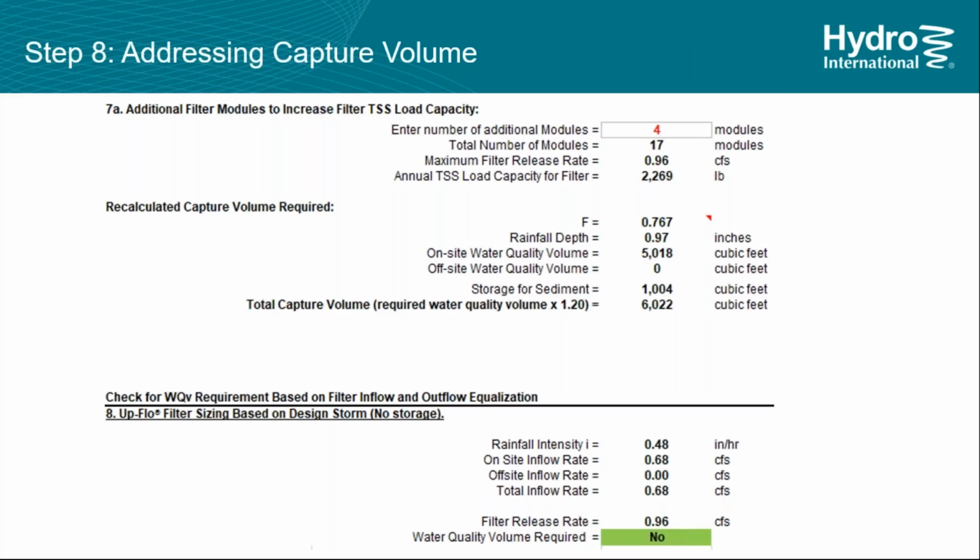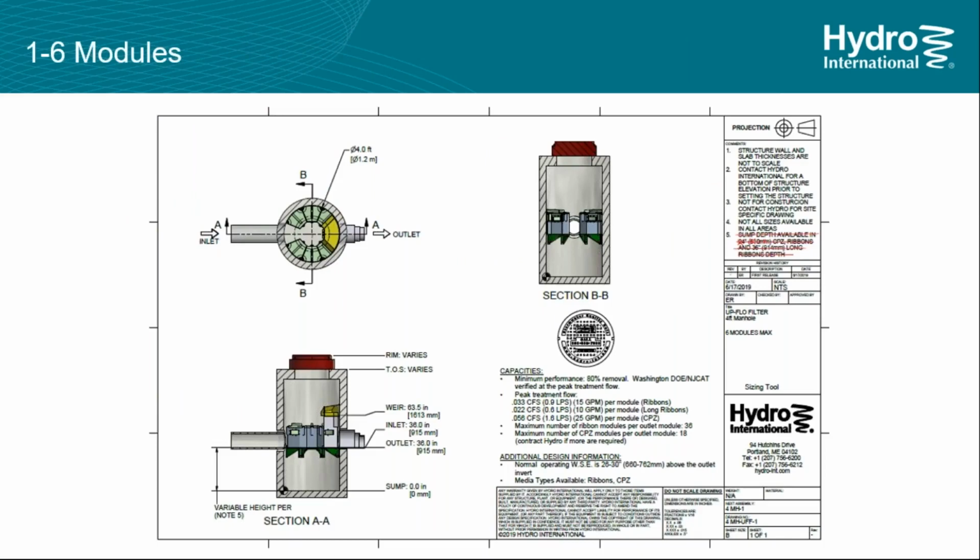Now you're asking yourself, so originally I needed, what was it, 14 modules to meet the water quality needs, but with 17 modules, I don't need an extra volume. Which do I do? Well, basically, 1 to 6 modules we can fit in our 4-foot round version of the Up-Flo filter. The 4-foot round just has an internal bypass hood here that can pass up to 4 CFS, and then you're getting treatment through the modules.